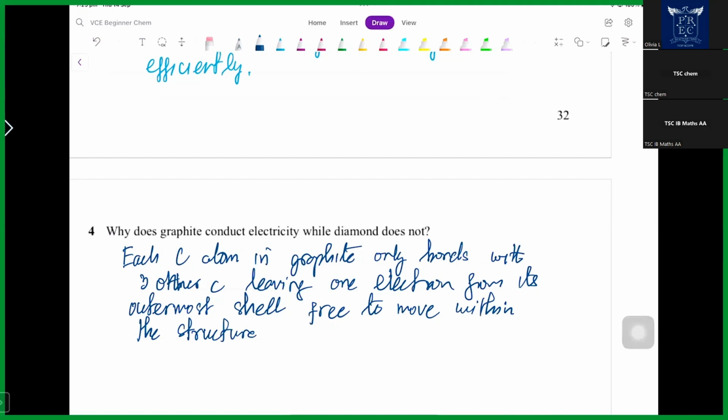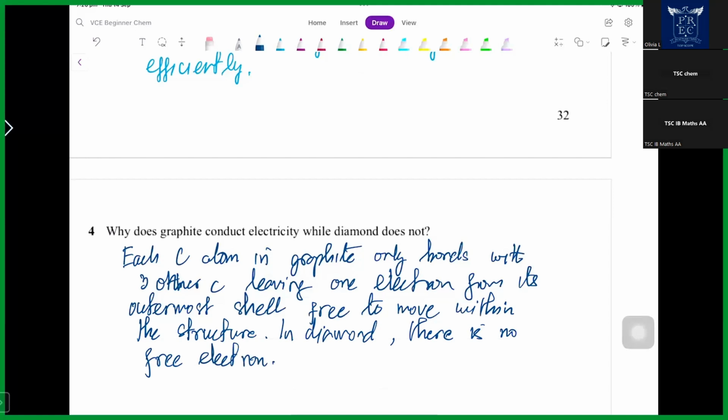They say graphite while diamond does not. So you need to mention why diamond does not. In graphite it is this, but in diamond, there is no free electron. Yeah, that's just the shortest way of saying that. Yep.